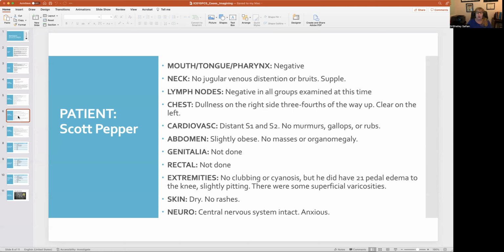Okay, extremities, no clubbing or cyanosis, but he did have 2+ pedal edema to the knee, slight pitting. There's fluid in the tissues of his leg. Okay.